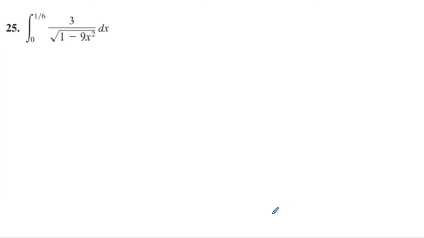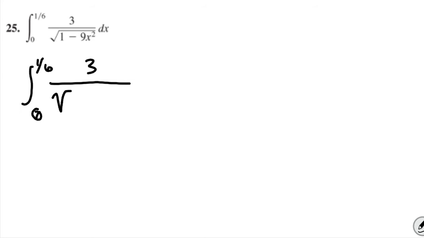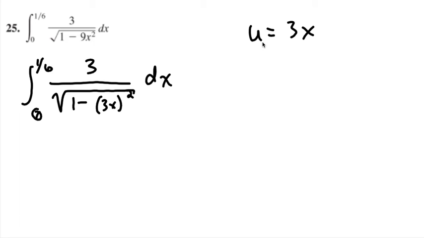All right, last one. So what I'm going to do is, first of all, rewrite this integral from 0 to 1/6 of 3 over square root of 1 minus (3x) squared dx. So hopefully you recognize that this is an arcsine. u is 3x and a is 1.